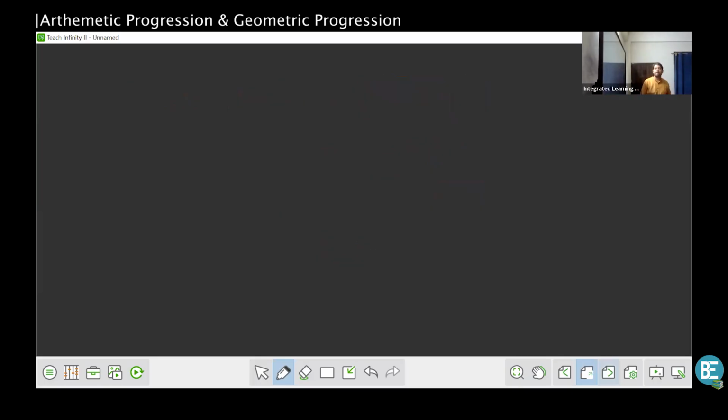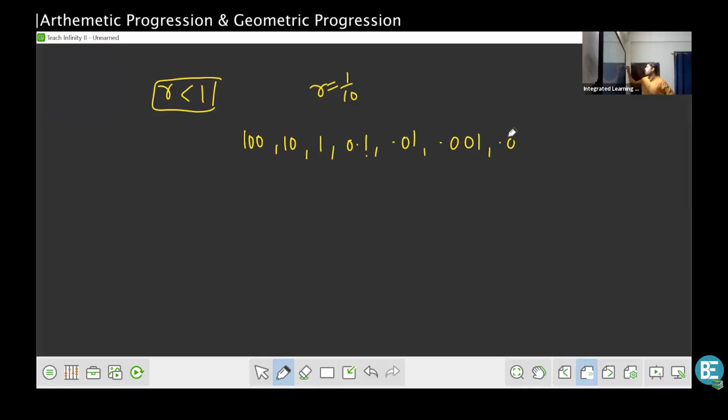And what is that case? If the common ratio of a GP is less than 1, just think, if I multiply a number by a number less than 1, does it increase or decrease? It decreases. Suppose there is a GP whose first term is 100 and common ratio is, let's say, 1 by 10. So the next term is 10, next term is 1, then 0.1, then 0.01, 0.001, 0.0001. Now this will keep on going.